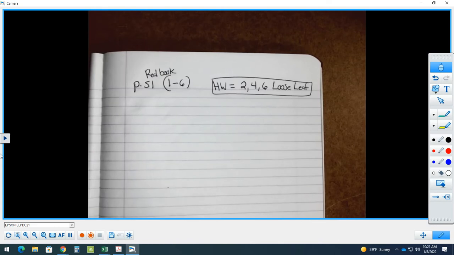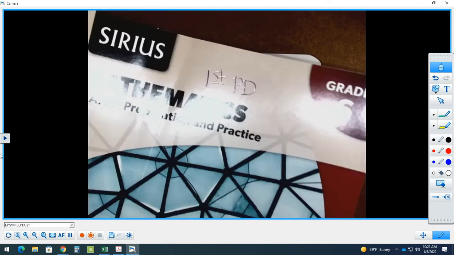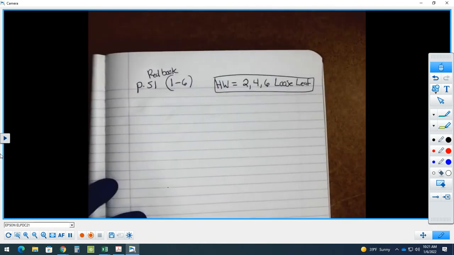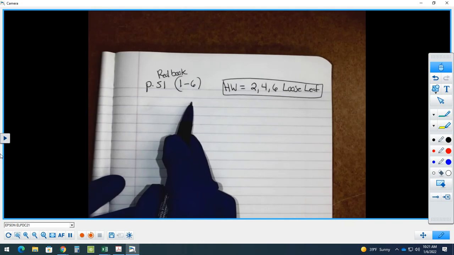So today we're gonna be doing the red book, the series book, which is this guy. This is the red book. All of you have one, okay? And we're gonna be doing page 51, 1 through 6.